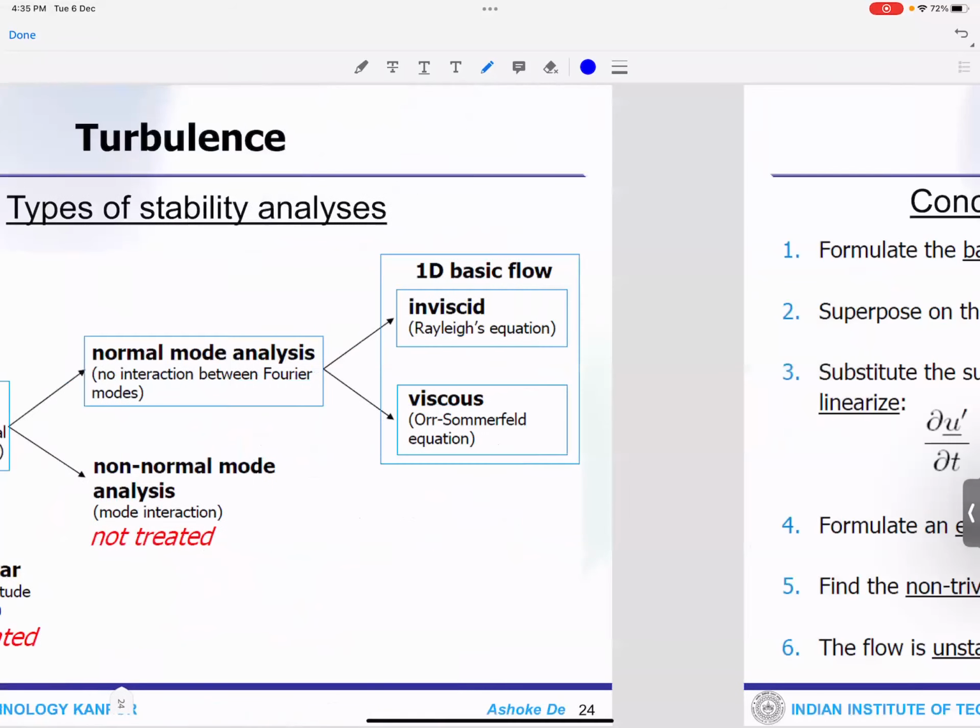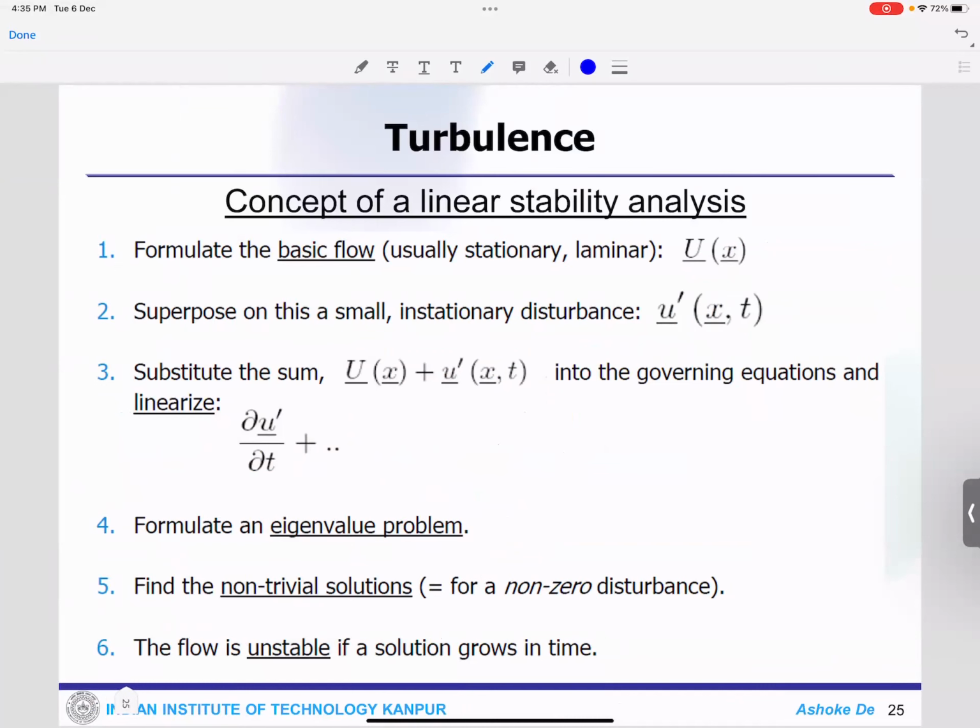What is the idea behind that kind of stability analysis? You get the flow, whether you call it the base flow or basic flow, as a function of the flow space and all these things. Now, on this you add some small disturbance. That means I have a flow field here, then I add a small disturbance to the equation. Then I will linearize the system.